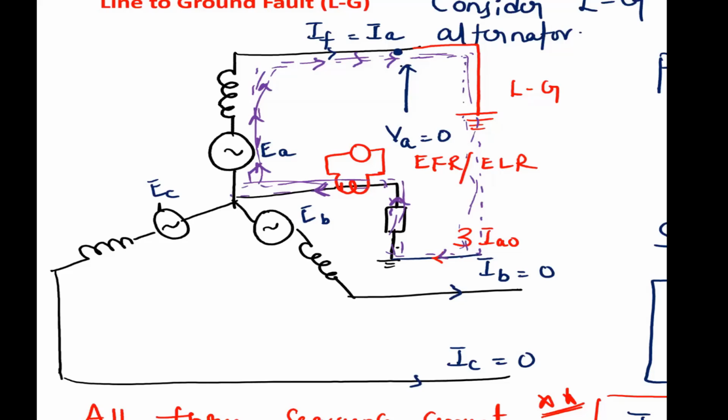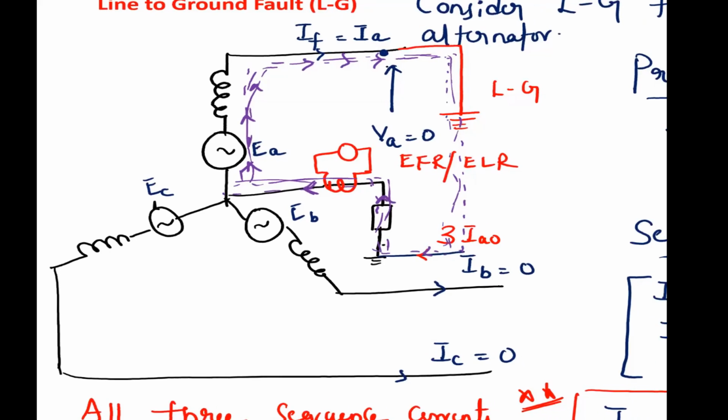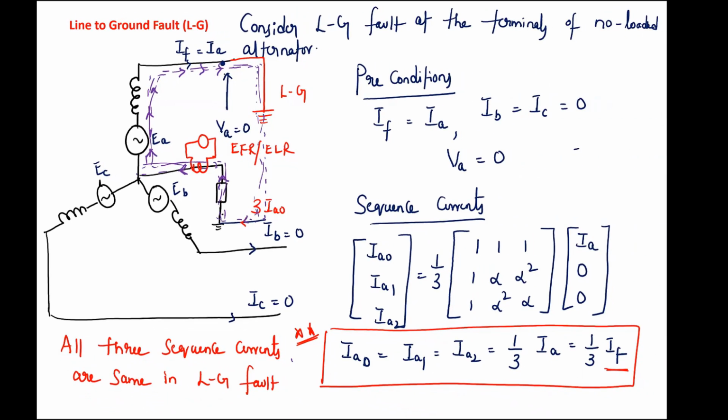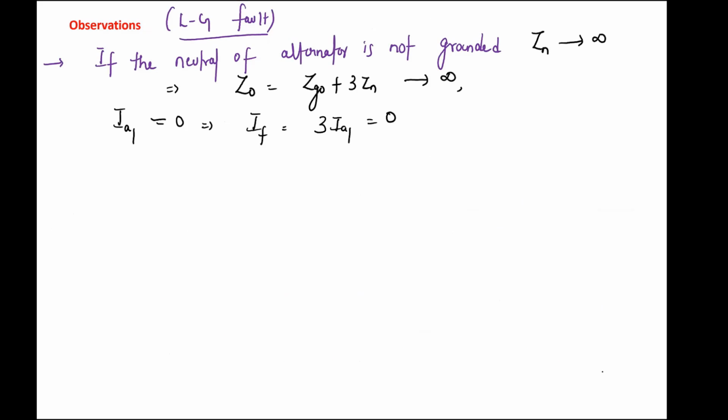So protection is not possible against LG fault if you don't ground the neutral. If you don't ground the neutral, the tripping will not happen in milliseconds, so you need not worry about this one. You must ground the neutral of the generator. Why? Because that will help us to detect the fault and rectify the fault. Understand?